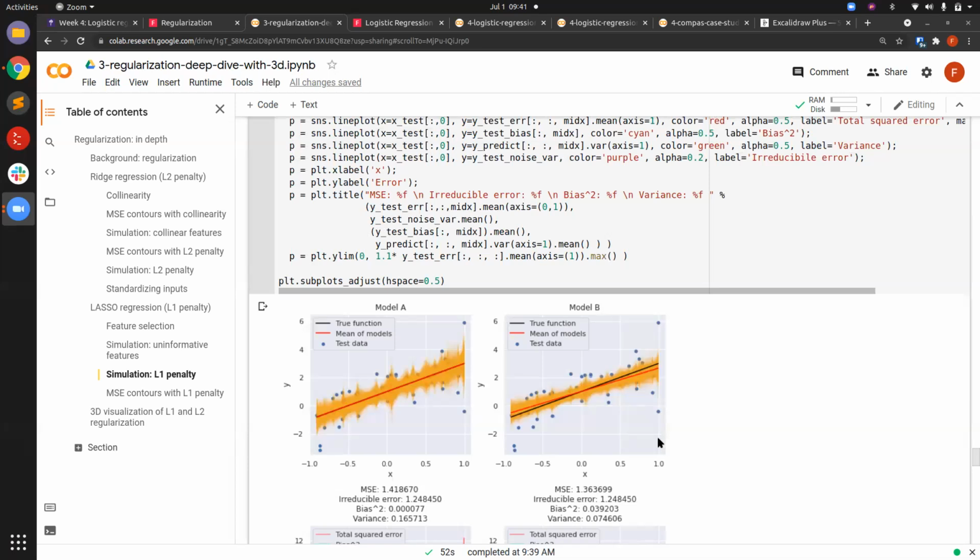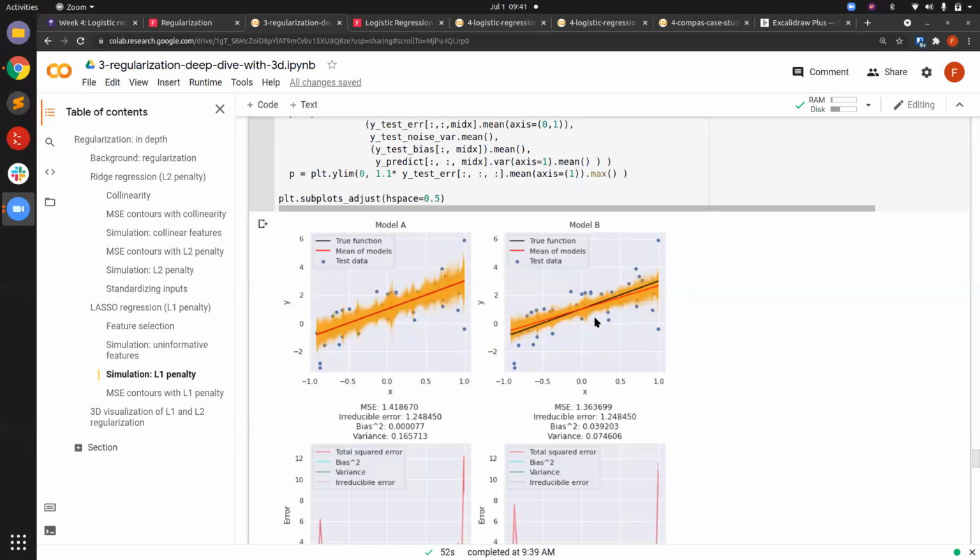So here we can clearly see the bias in model B. The black line is the true function. The red line is the mean of all the models. And we can see that bias pretty clearly. There's a systematic difference between the true function and the mean of all the individual models. On the other hand, the orange lines, which are the individual models, don't vary as much around the mean model. So in this case, the mean squared error ends up being pretty similar, but model B, even though it has some systematic bias in it, has a slightly lower mean squared error because of lower variance.